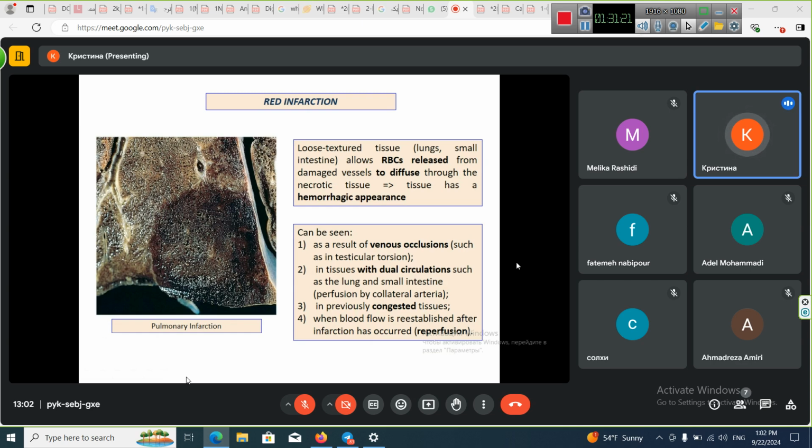Here we see once again red pulmonary infarction. It is hemorrhagic. It means that this area is filled with red blood cells released from damaged blood vessels, which fill the necrotic tissue. This is why it looks more red and brown in color. Brown because of hemosiderin released from dead erythrocytes. So this area looks more red than normal tissue.